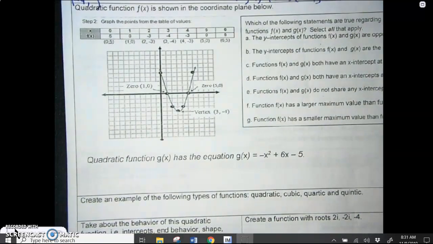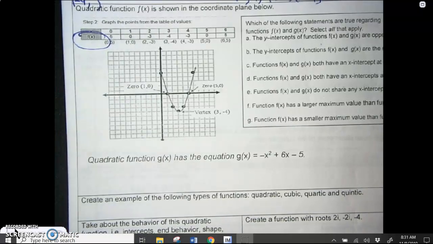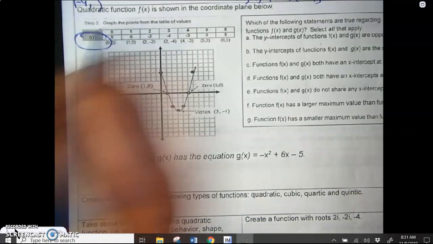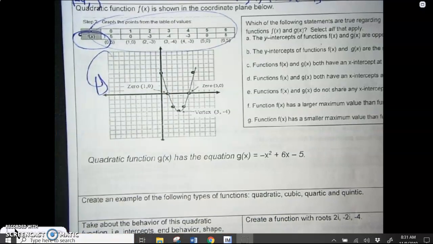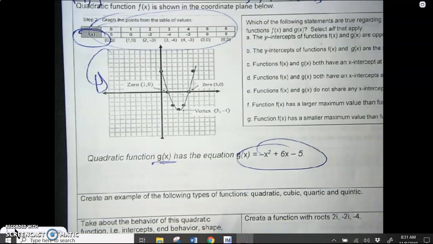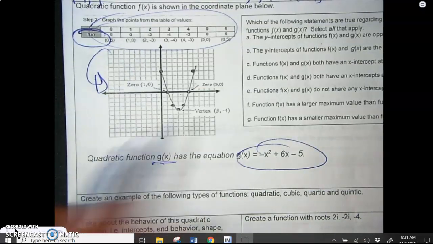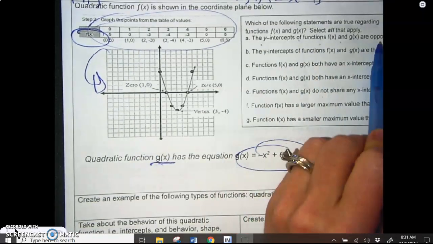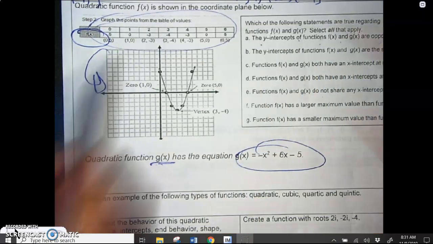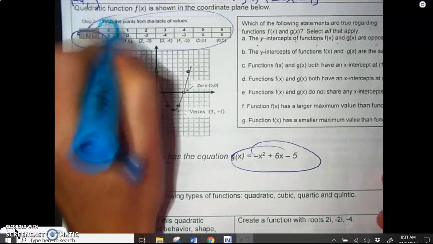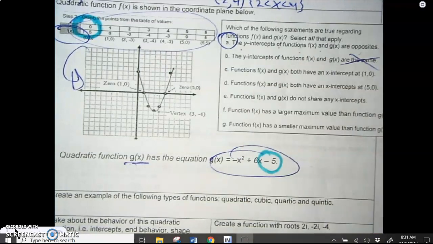It looks like what they want you to do is compare f of x, and it looks like this table goes with this graph, and then they want you to compare it with g of x. The great thing I like about this one is it's already done for me. The y-intercepts are opposite. The y-intercept of this one is (0, 5), and that's (0, -5). They are opposites, which means they're not the same. So that covers letter A.